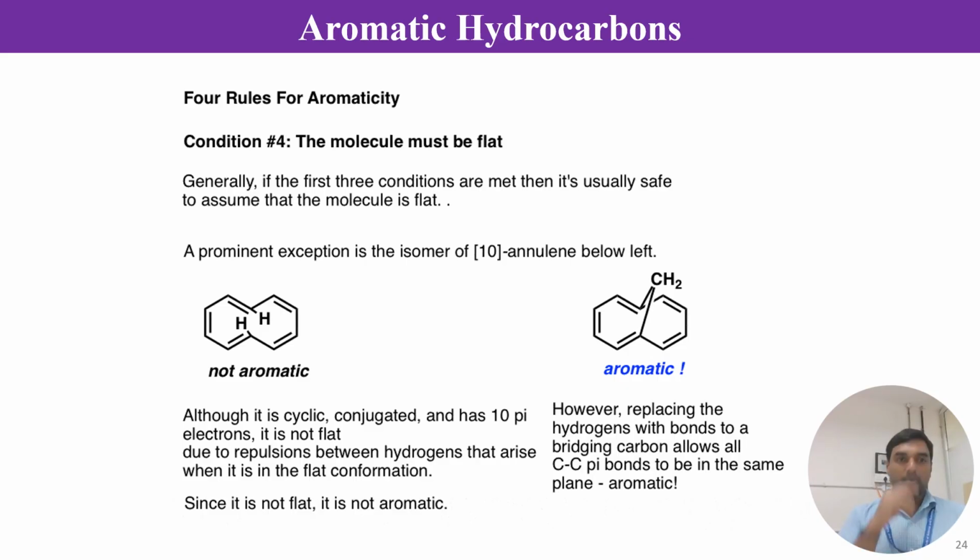So here is one good example I am giving. Even though there is a 10 pi electron system, because of the hydrogens' repulsion, it cannot be planar. Whereas in this case, that repulsion is not there, and that's why it has aromatic character, even though it has 4n plus 2 pi electrons and a cyclic ring. This is the example of the 10 annulene system.